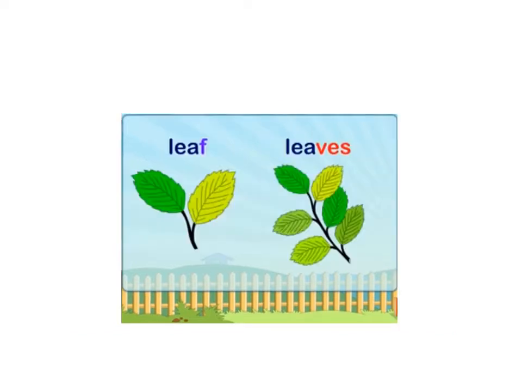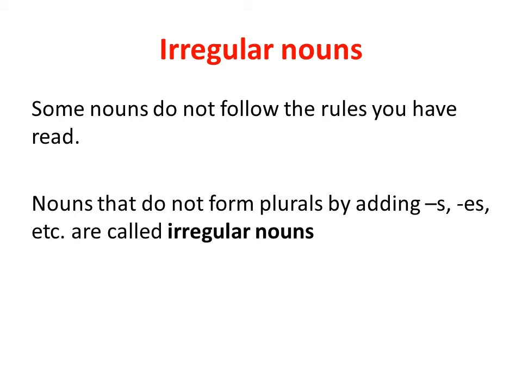Now see the example again. Leaf, L-E-A-F. Here the last letter is F. Now to make it in a plural form, we have to remove F and we have to add VES. So the answer will be leaves, leaves. So students, we have learnt about the regular nouns till now, which says that we have to follow some rules which you just saw right now to make it into a plural form.